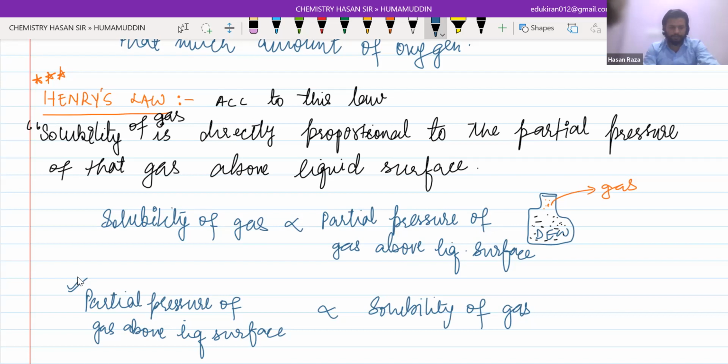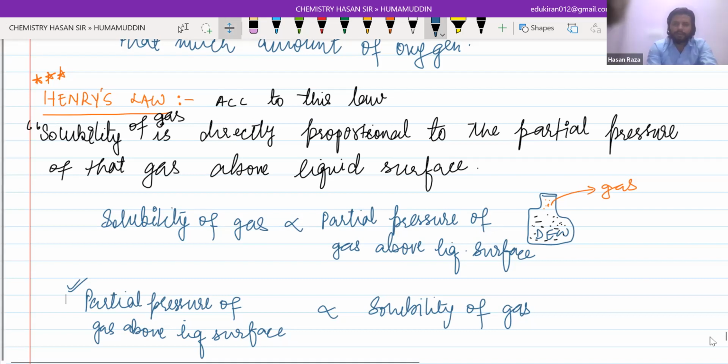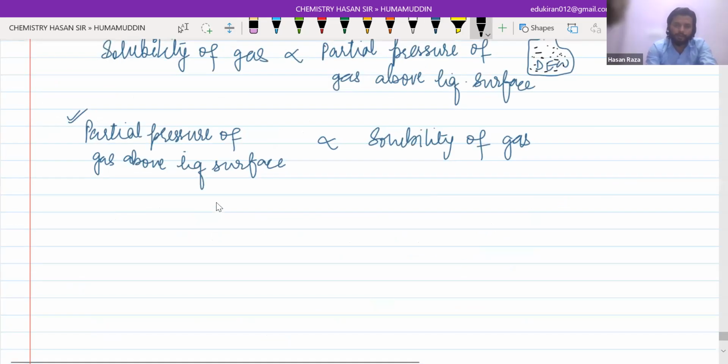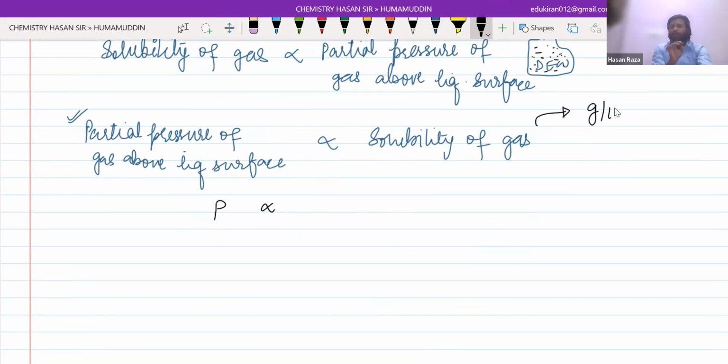Are you done with this? Yes, sir. Okay. So here we can see partial pressure, which I'm going to denote by P, is directly proportional to solubility of gas. Solubility can be expressed in gram per liter, where gram represents the amount of solute and liter represents the amount of solution. But in Henry's law, he took the unit of solubility as mole fraction.